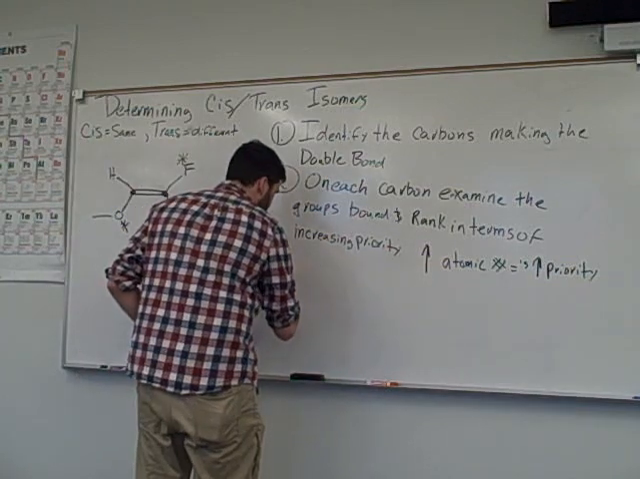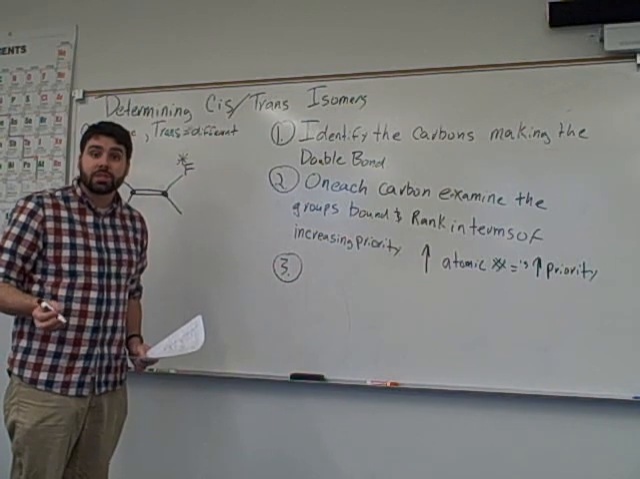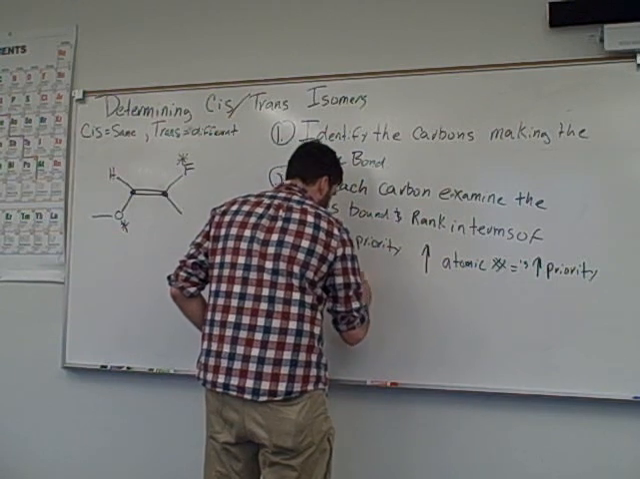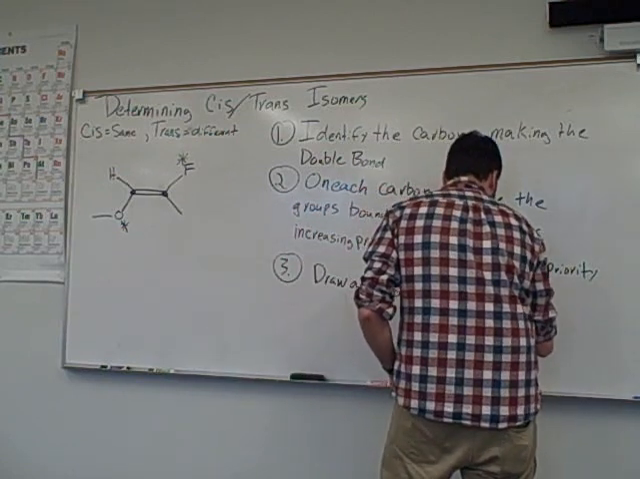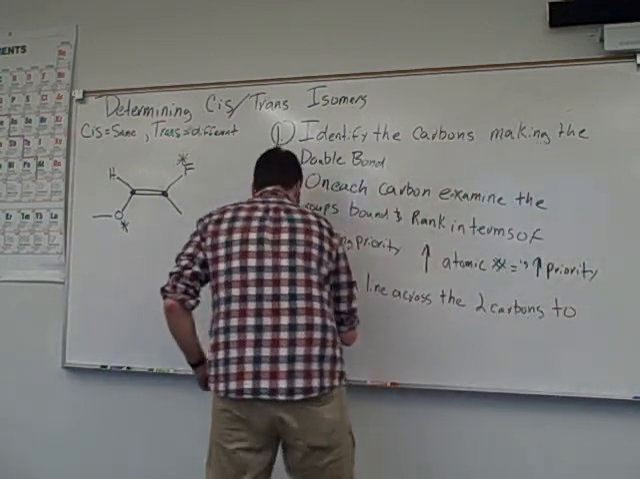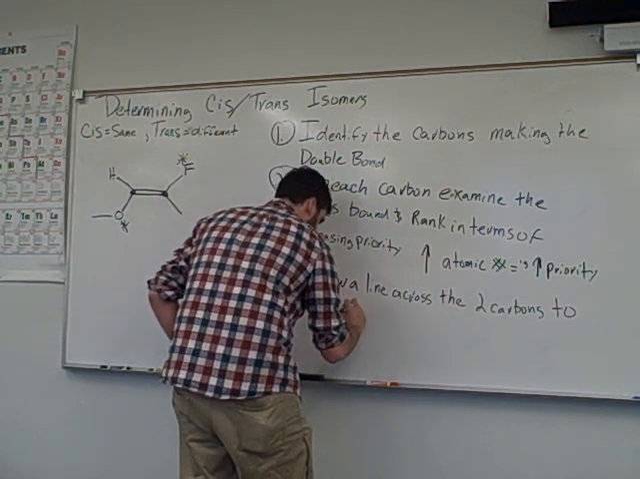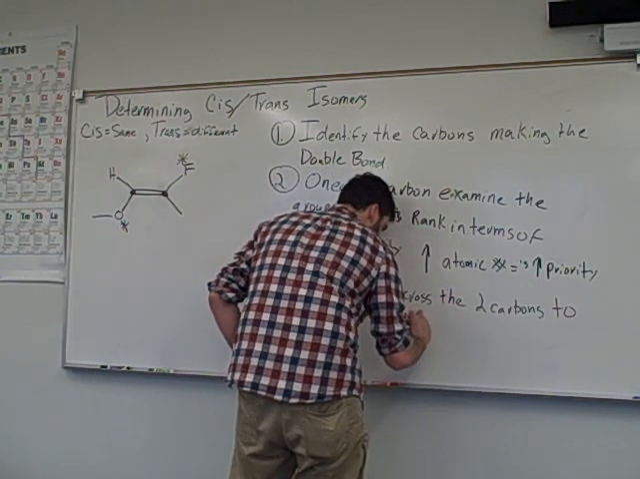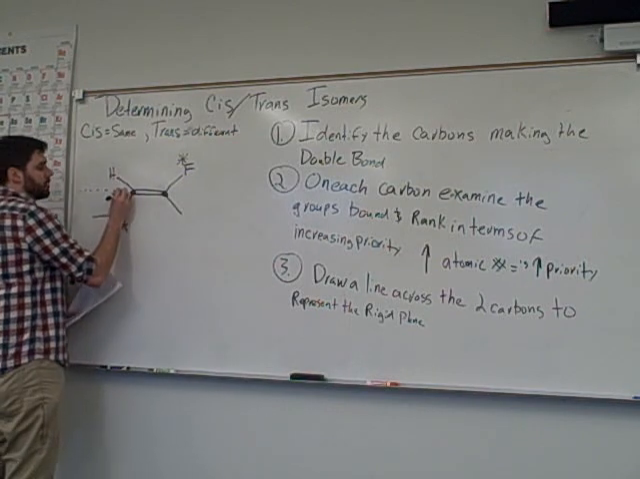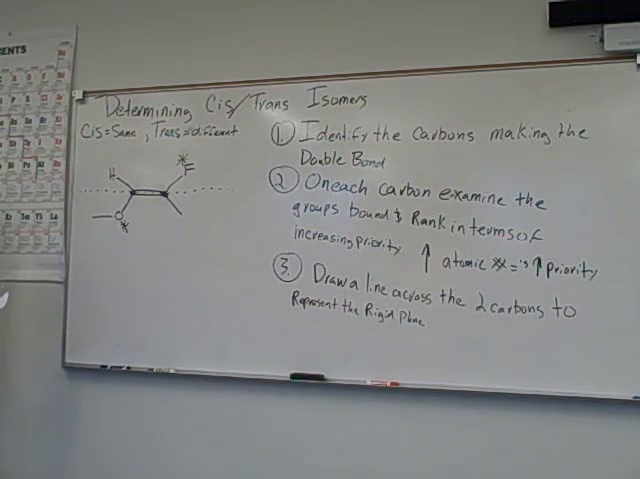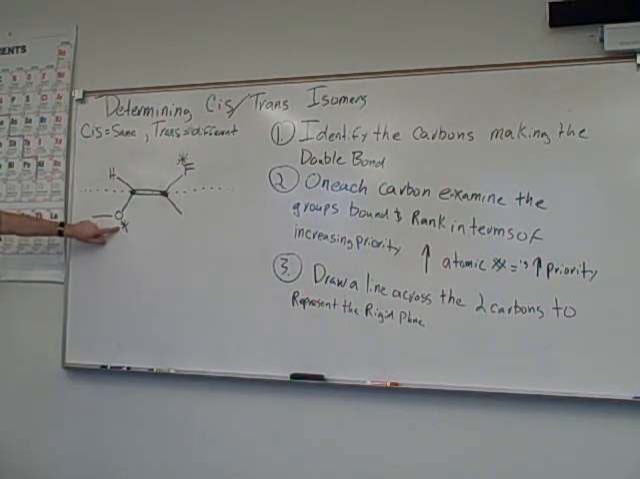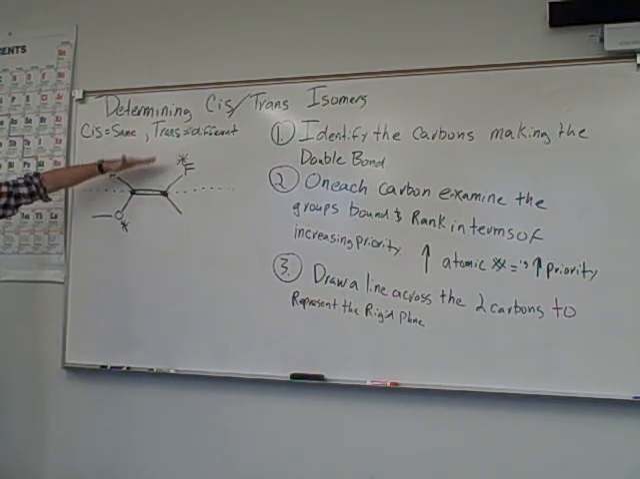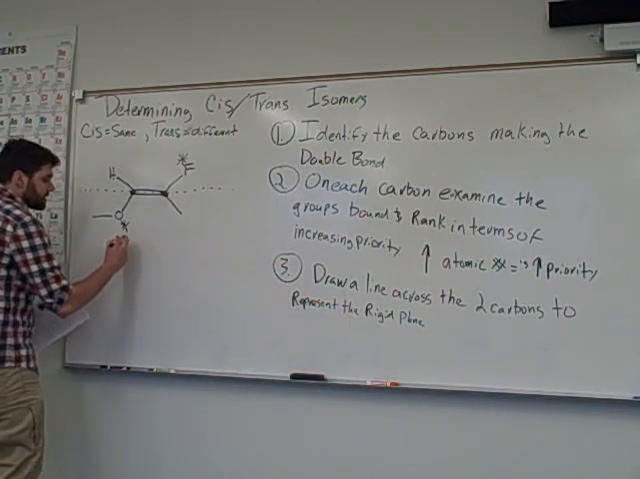In step 3, we draw a line across our two carbons to illustrate the rigid plane. Okay, so we'll go ahead and do that. I like to just use a dashed line so that we know we're not making bonds. Okay, if your two groups of highest priority are on the same side of this dashed line, then we're cis. If your two groups are on opposite sides of this dashed line, then they are trans. And so in this case, because the oxygen of our methyl ether and the fluorine of our fluoro substituent are on opposite sides of the rigid plane, we're going to say that this is a trans isomer.